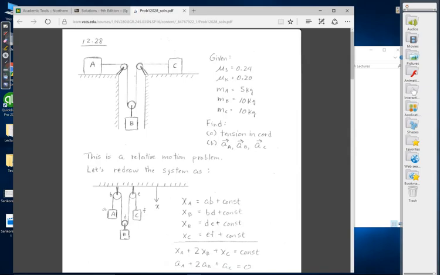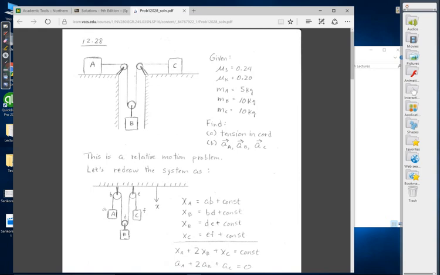So here we have three blocks that are connected together by a rope, right? And then there are some pulleys. The problem gives us coefficient of friction, the masses of each block, and then we are asked to find the tension in the cord and the accelerations of the three blocks.